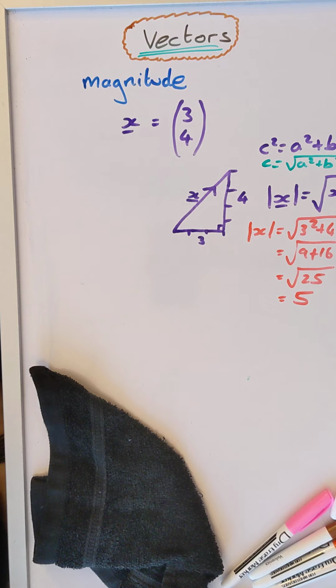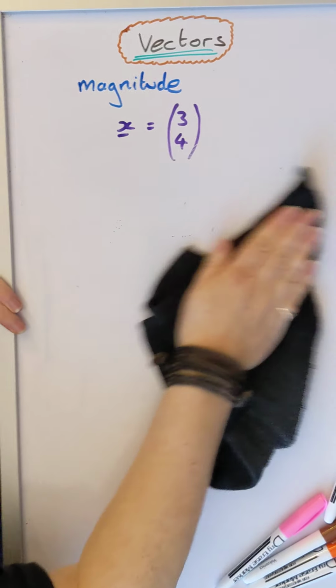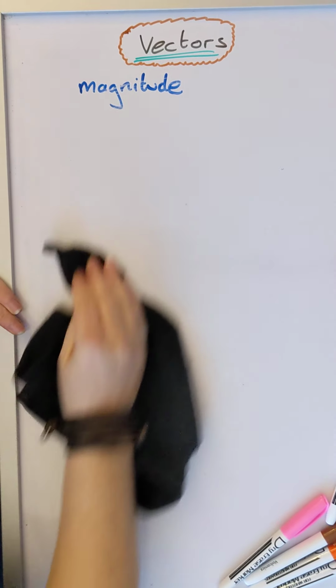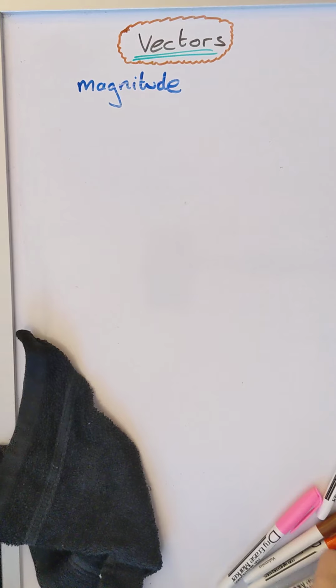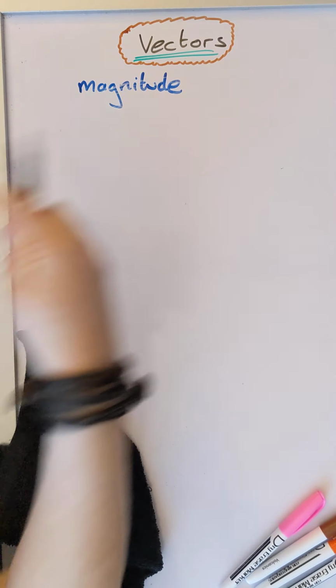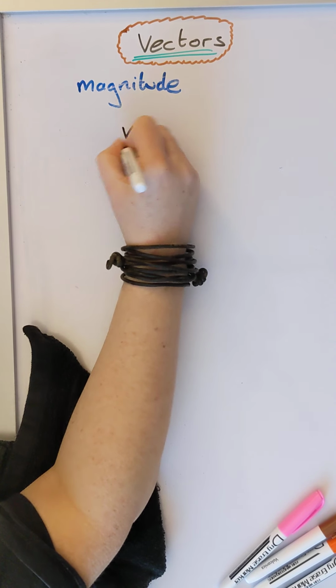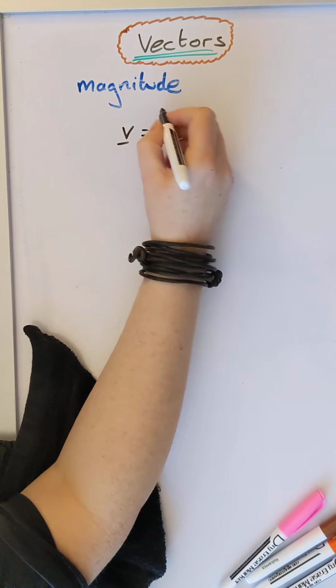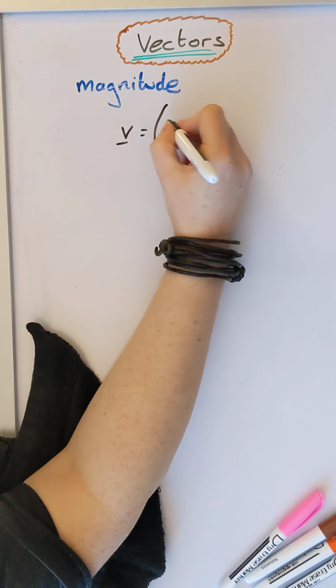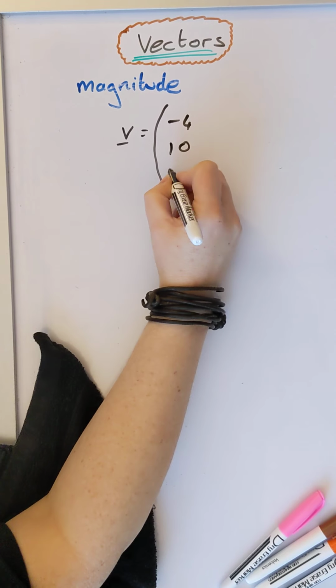We can do the same with 3-dimensional vectors. I don't know any nice numbers here, so you're definitely going to get a surd answer. Right, let's do this one. So if I have the vector v, and I say that that is -4, 10, 3.